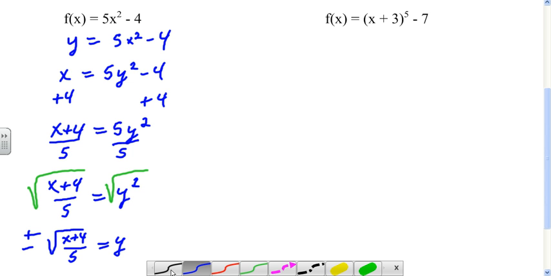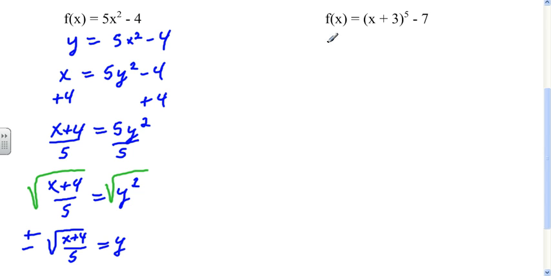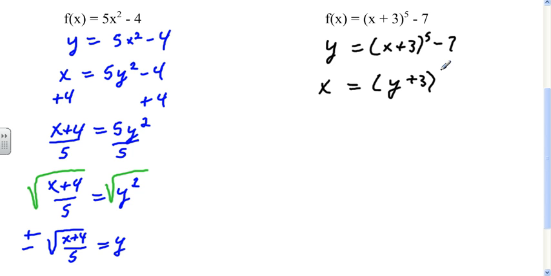So let's look at this other one. This function f of x equals the quantity x plus 3 raised to the 5th power minus 7. So once again, we want to first write it as y equals. So we'll change the f of x to y and rewrite it. And then we want to find the inverse. We're going to switch x and y and solve for y again.